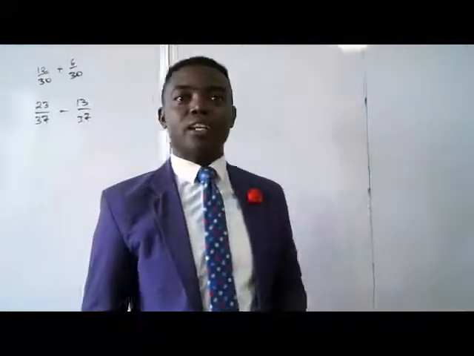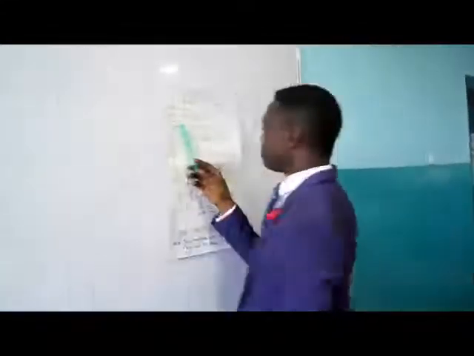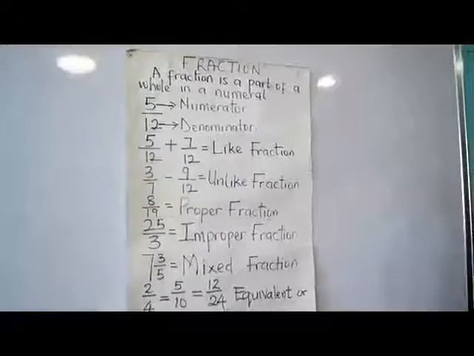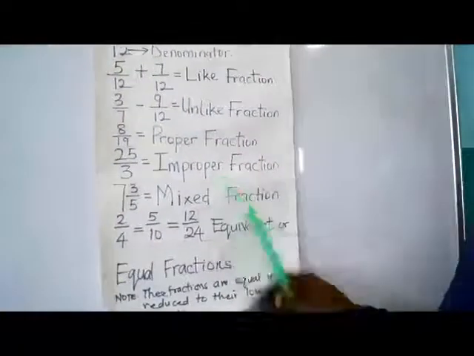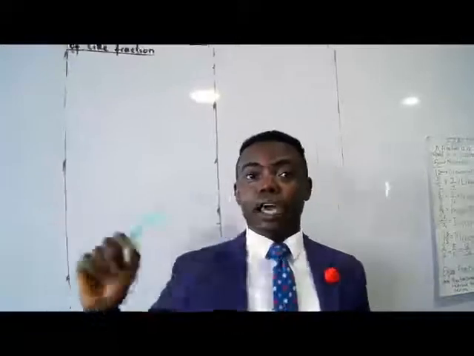But before we start with today's topic, I'd like to do a quick recap of what we've done so far. Remember, we were told a fraction is a part of a whole in a numeral. And we also learned that a fraction consists of how many parts? Two parts, which are the numerator and the denominator. Also, we have different types of fraction, which include the proper fraction, the improper fraction, and the mixed fraction. Today, we are narrowing it down to addition and subtraction of like fractions.